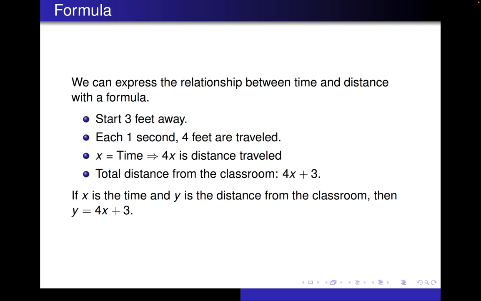That gives you a total distance from the classroom of 4x plus 3. And if you let x be the time and y be the distance from the classroom, then the relationship between those two variables is y equals 4x plus 3. So we get a formula for the relationship between time, given as a variable x, and distance, given as a variable y.